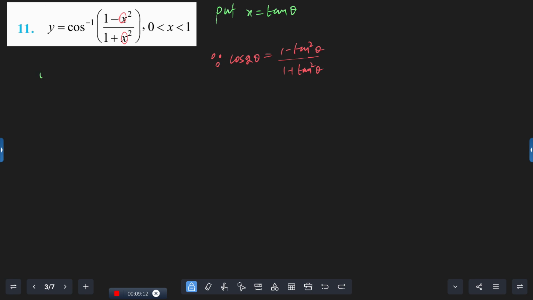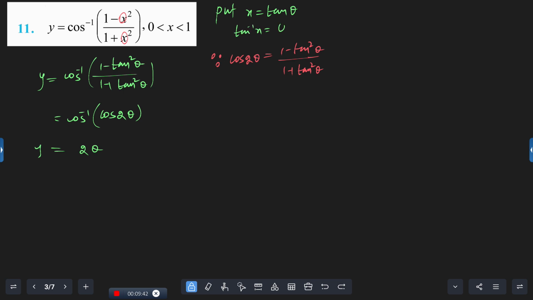Then you have to write, put x is equal to tan theta. Now you can write y is equal to cos inverse of 1 minus tan square theta divided by 1 plus tan square theta. So that cos inverse of 1 minus tan square divided by 1 plus tan square is cos 2 theta. If you write cos 2 theta, cos inverse cos is cancelled, 2 theta is balanced. Now what about theta? Tan inverse x is equal to theta. So what I am getting? y is equal to 2 times tan inverse x.